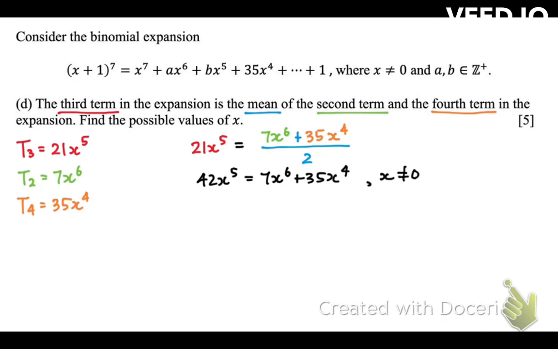Because we know that x cannot be 0, this allows us to divide both sides of the equation by 7x to the power of 4. That's our greatest common factor. Notice that all of these coefficients are divisible by 7, and we can also take out x to the power of 4 from both sides.